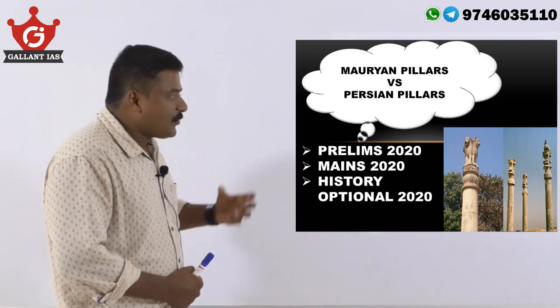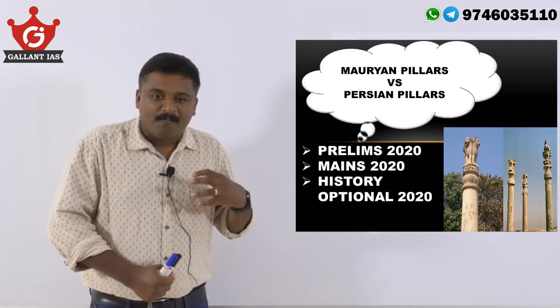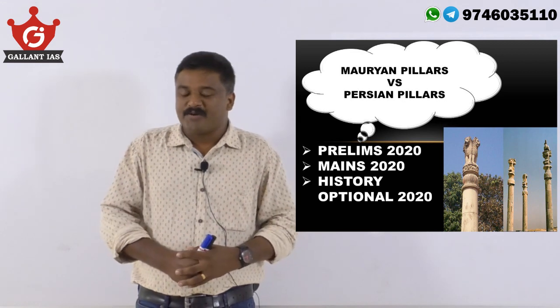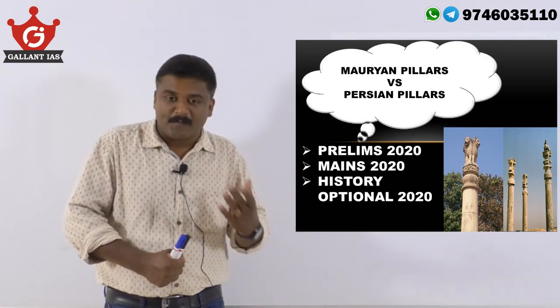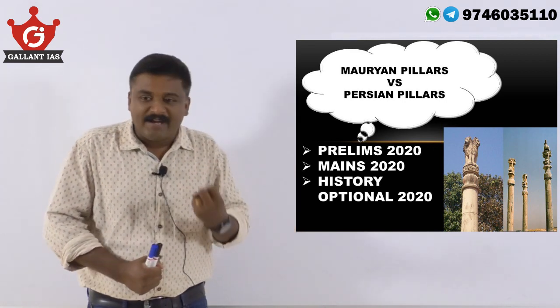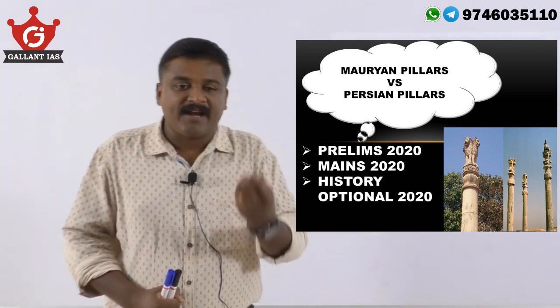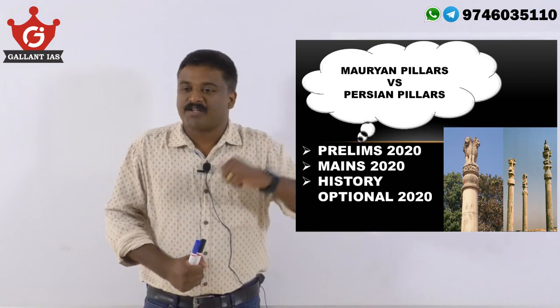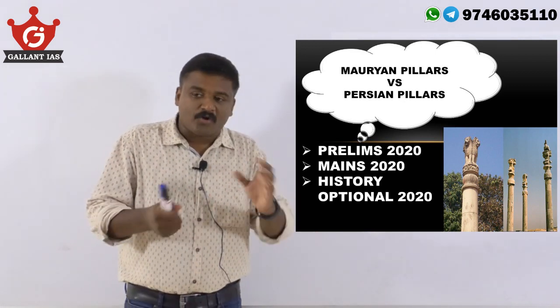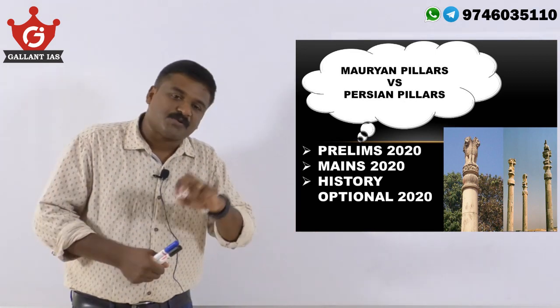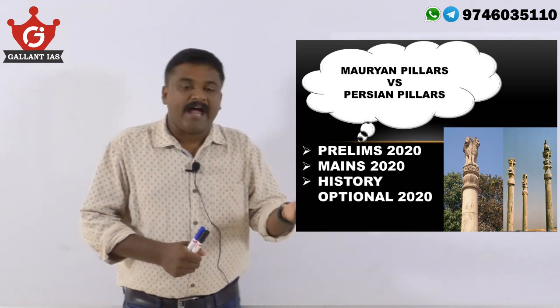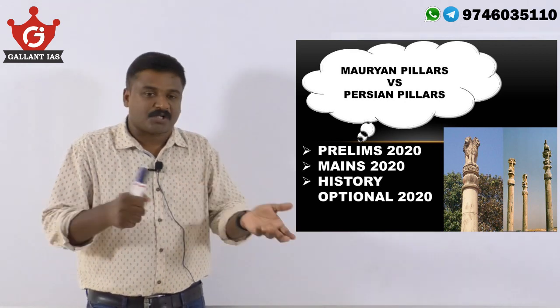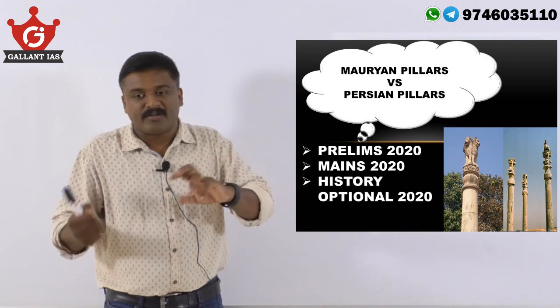Okay, let's have a look into Mauryan architecture, the Mauryan pillar versus the Achaemenian pillar, or this Persian pillar. This is an important topic for your prelims, and obviously it is important for your mains GS1 and history optional. Compare and contrast the architectural features of the Achaemenian pillar and the Ashokan pillar architecture. The similarities or dissimilarities.